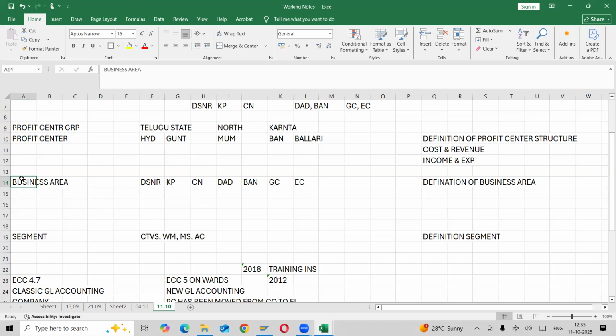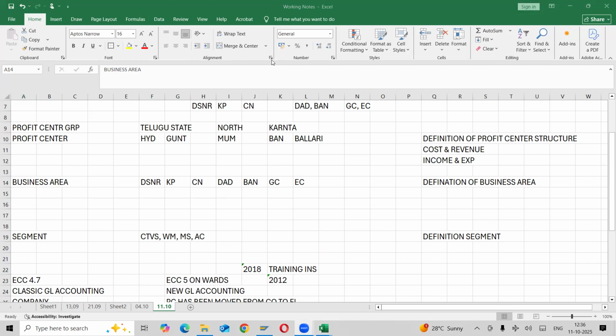That's the reason, majority you can check in your organization when you generate a report, whether they are using a profit center or a business area. Definitely they will use profit centers only from 2012 onwards. Clear? Any other questions?